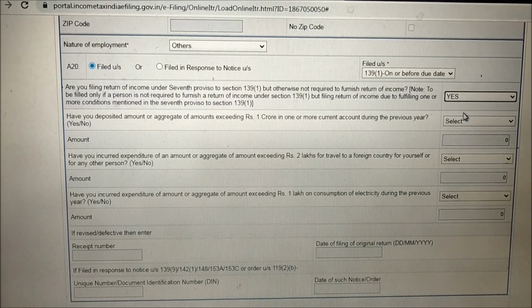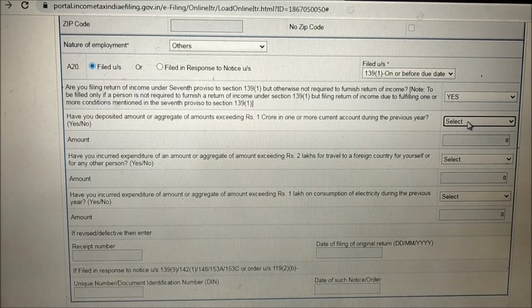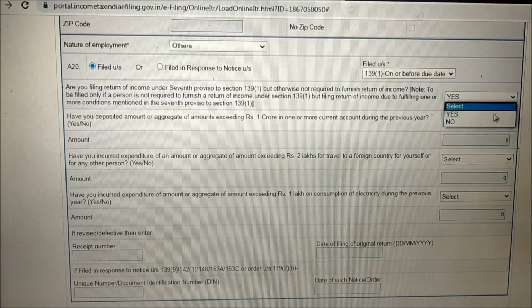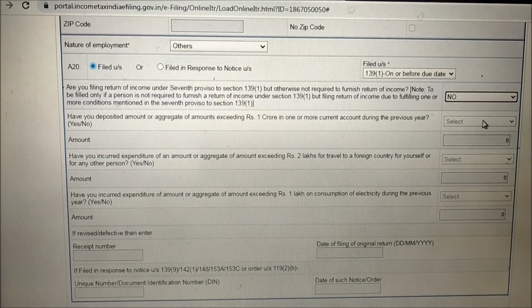If you put yes here, then you can also check the box: whether you have deposited aggregate 1 crore, or incurred foreign travel or electric supply expenditure. If no, then put no.